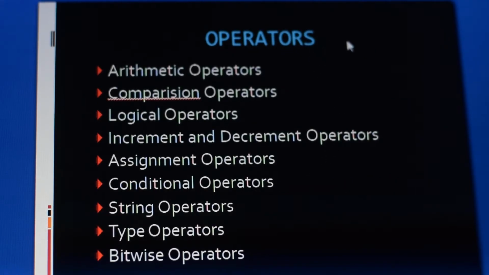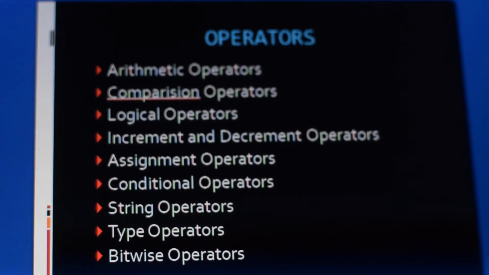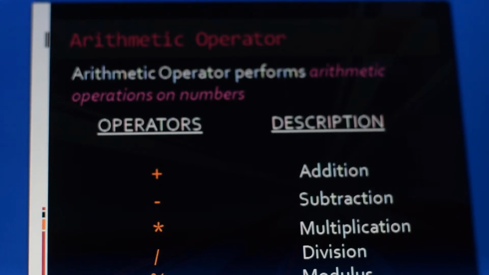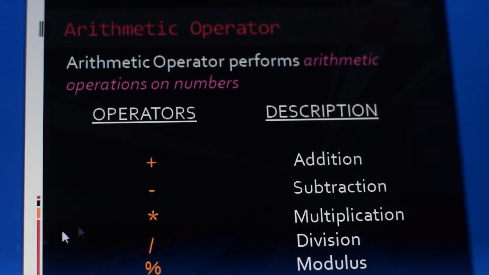The different operators of JavaScript are arithmetic operator, comparison operator, logical operator, increment and decrement operator, assignment operator, conditional operator, string operator, type operator, and bitwise operator. So now I am going to explain the operators one by one individually.